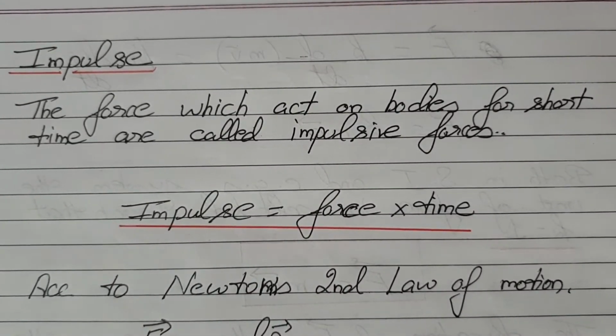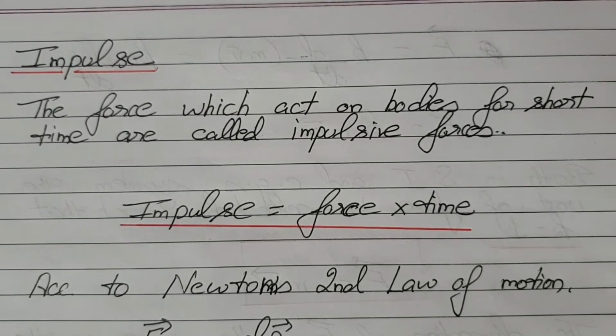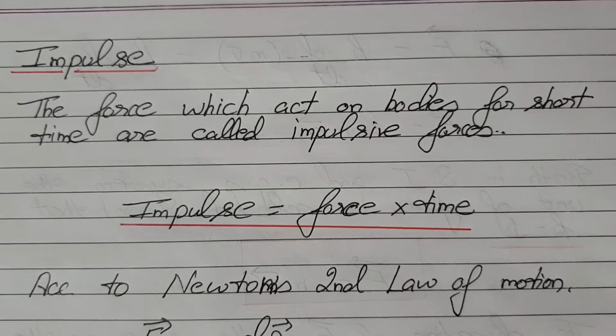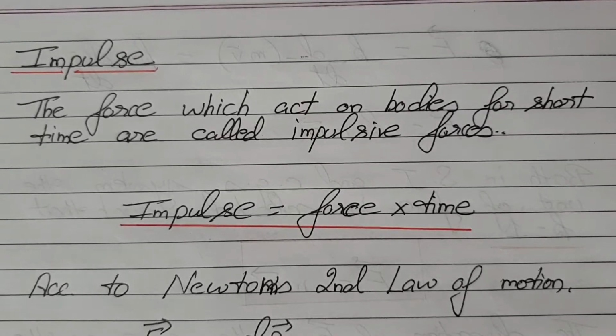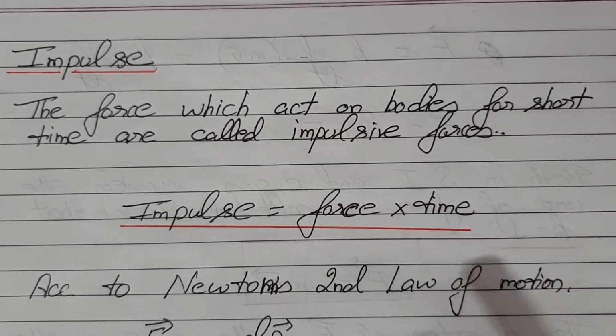Now impulse. Forces which act on a body for a short time are called impulsive forces. For example, you can take hitting a ball with a bat, driving a nail into a wooden block with a hammer, or firing a gun. In all these cases, the contact time is very short. So the formula is impulse equals force into time.